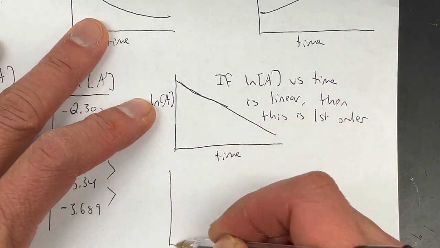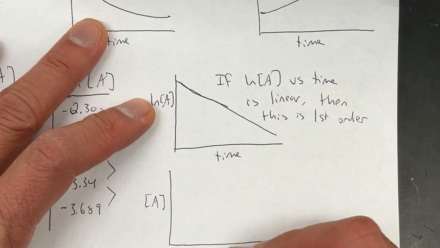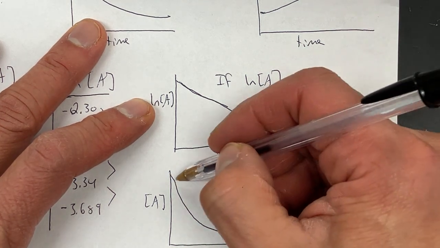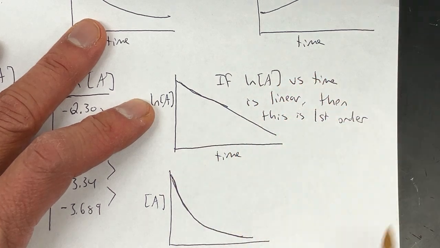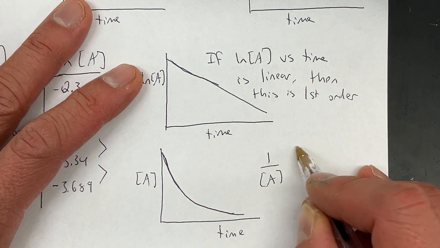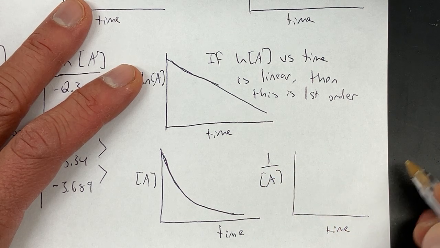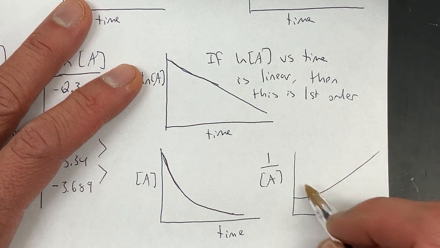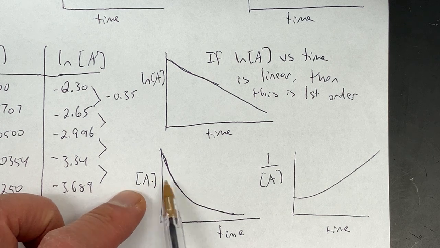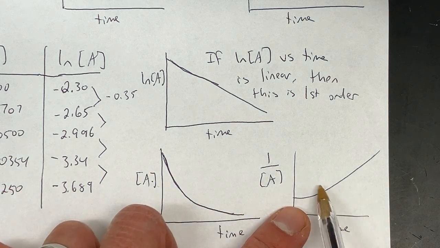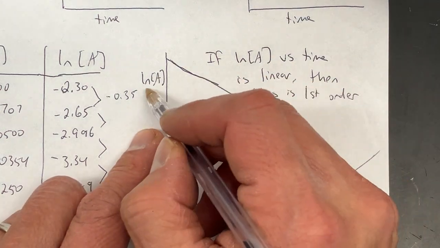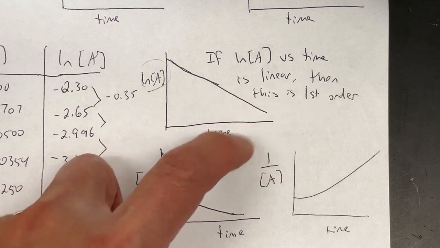You would see that the A versus T graph is going to be like this now. So you're going to have some kind of curve on the A versus T. You would also see that 1 over A versus T would be something like this. So remember, if it's curved, it's not going to be zero order. If this is curved, this is the second order graph. And so if I see ln of A versus time is linear, first order.